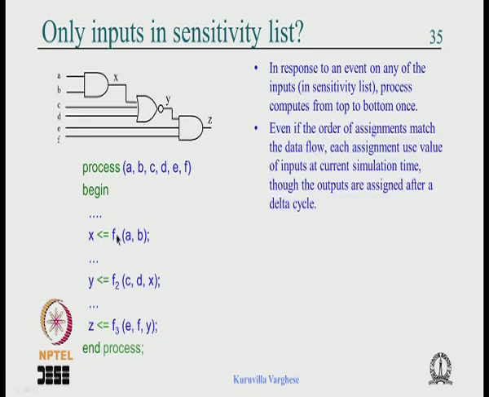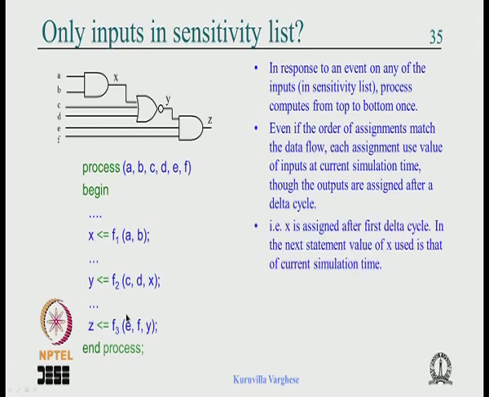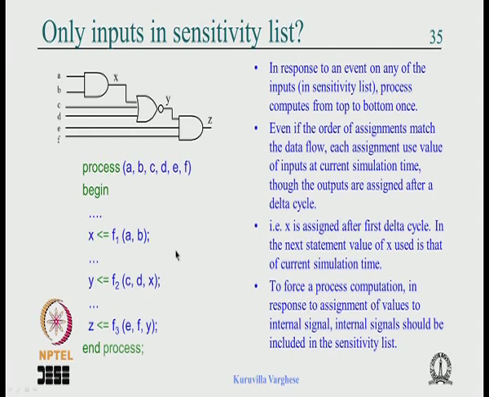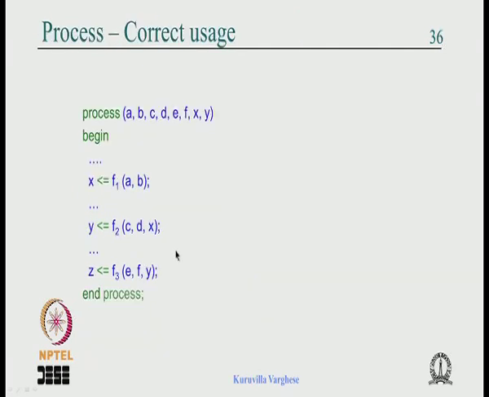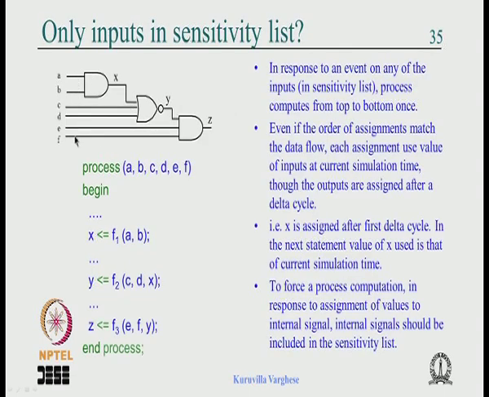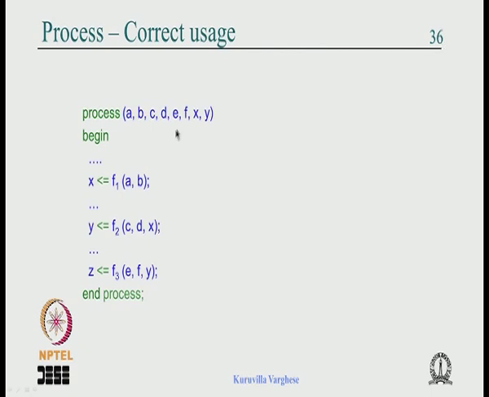Even if the order of the statements matches the flow of the data, all the values used are of the current simulation time. This newly assigned value doesn't affect the computation in the subsequent step. So you have to put them in the sensitivity list, that is what is stated here. The correct usage is that in this case you have to put A, B, C, D, E, F and X and Y in the sensitivity list, and then everything works. It iterates 3 times and everything is updated properly.